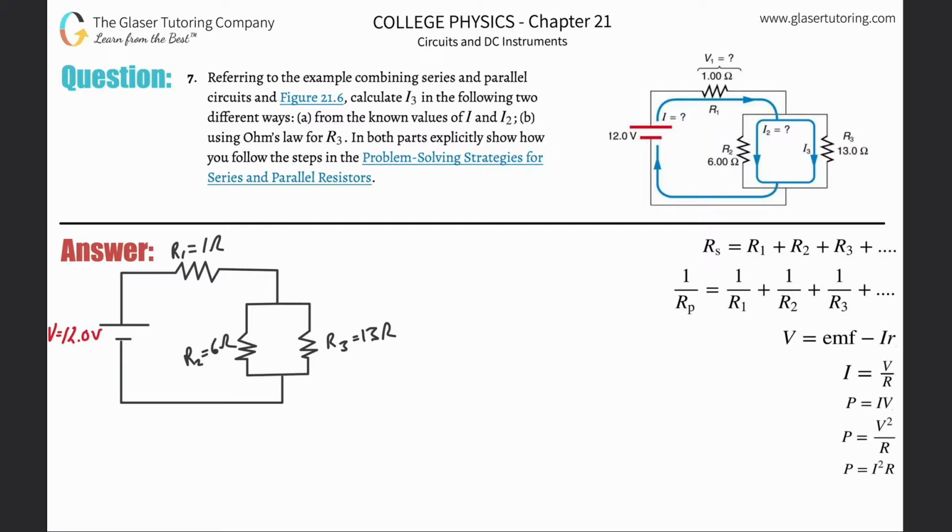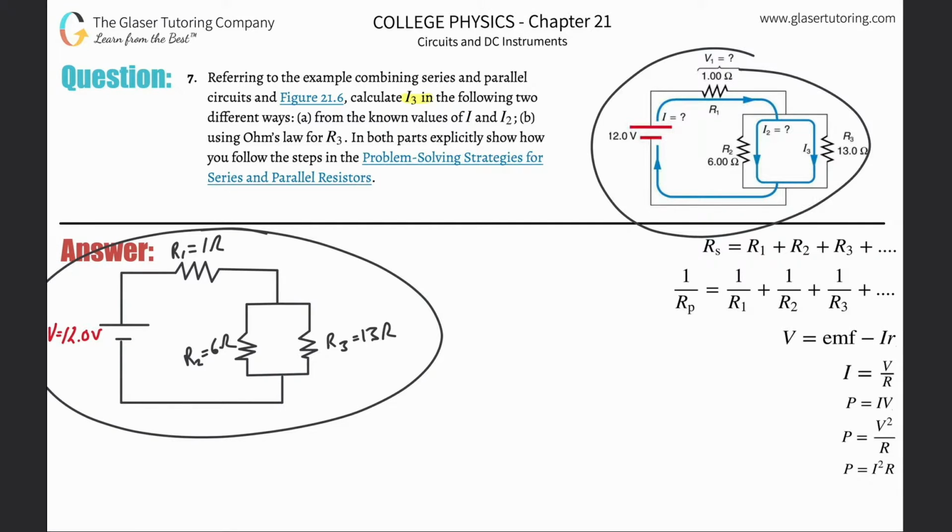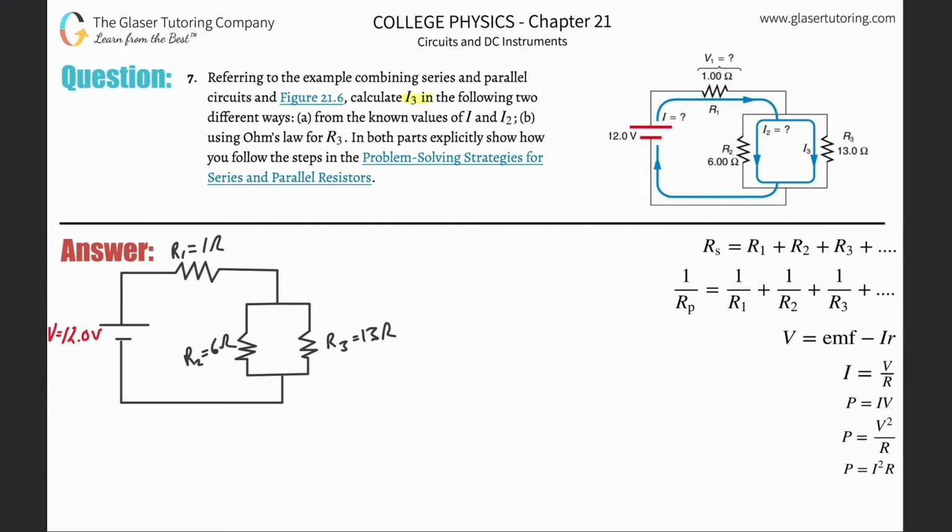Number 7, referring to the example combining series and parallel circuits in figure 21.6, calculate I3 in the following two ways. Yeah, we're not going to do that. What I'm going to do is take this circuit, which is represented by that from the book, and calculate everything.